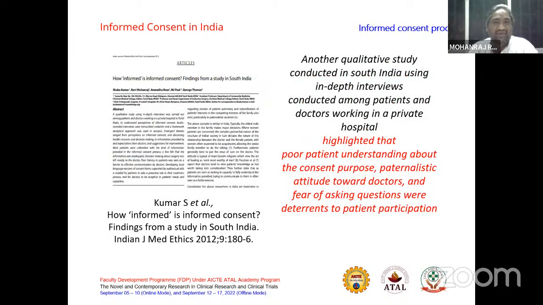And another one is a quantitative study, How Informed Is Informed Consent? It is a South Indian study published in the Indian Journal of Medical Ethics, performed by Kumar et al., which highlighted that the understanding of the information in the consent was very poor. The doctor's effort in explaining it to them was very little, and it also provoked more fear in the patients. The patients were not interested in participating in the particular research or study.